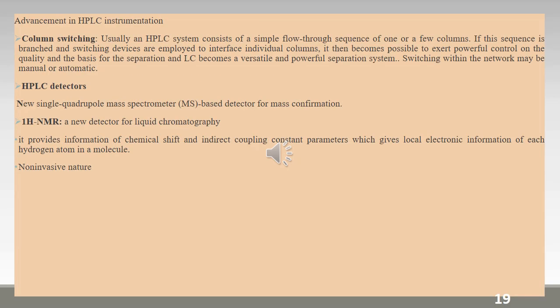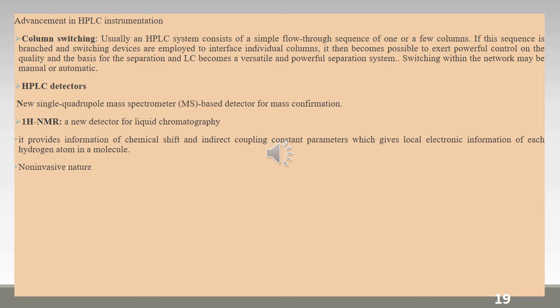Now there are several advancements in HPLC instrumentation. First is column switching. Usually an HPLC system consists of a simple flow-through sequence of one or a few columns. If this sequence is branched or switching devices are used to interface individual columns, then it becomes possible to exert powerful control on the quality and the basis for the separation, and LC becomes a versatile and powerful separation system. Switching within the network may be manual or automatic.